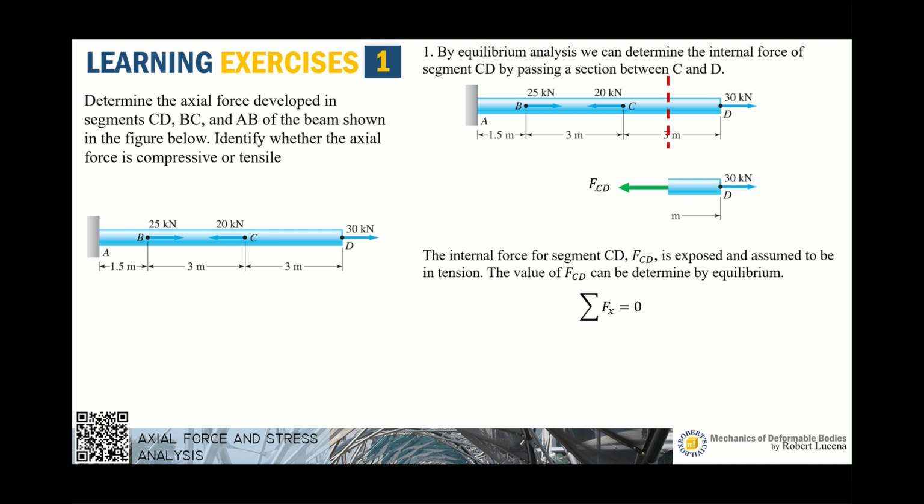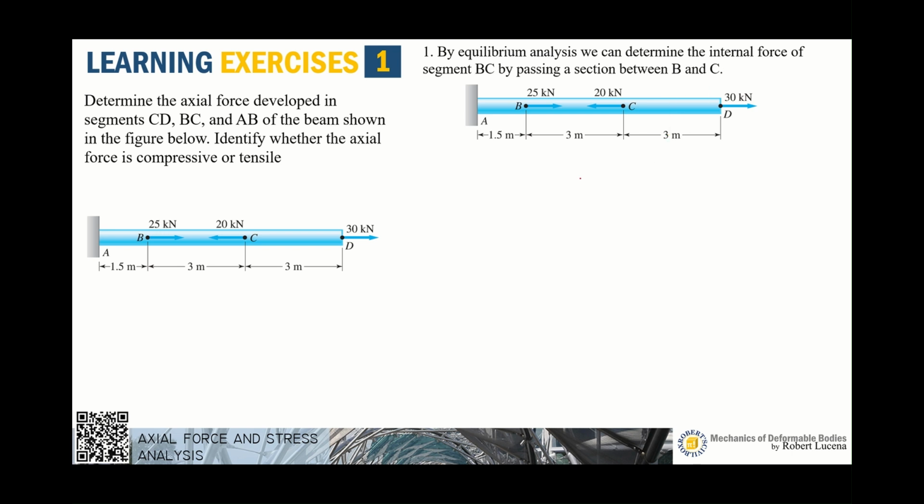Let's look for the value of FCD and check if this really is in tension. Performing summation of forces along X equals 0, we have negative FCD plus 30 equals 0. Then we can solve for FCD equals 30 kilonewton. Now we have a positive value, meaning that our direction is correct. So this is proof that the internal reaction FCD is 30 kilonewton having the behavior of a tensile force, meaning it is causing this portion to elongate.